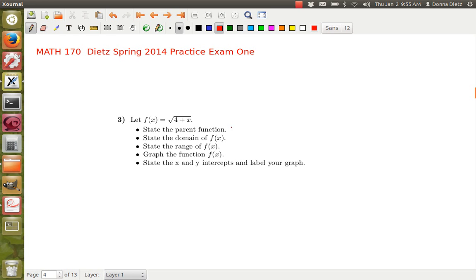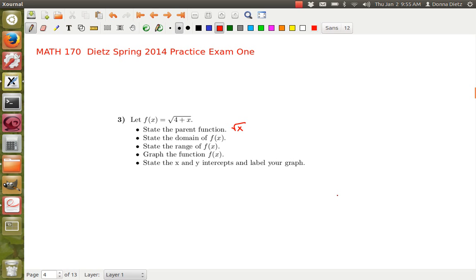Okay, so what we said in class was what we call a parent function is we have an original function and then we translate that function to get a new function. And the original function is the one we're calling the parent function. So we're saying if this function here is some kind of a new function, what was the original function? Okay, so the square root of x could be the original function. That's the most logical original function.